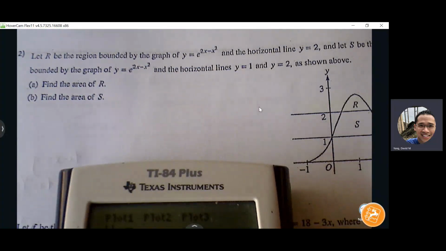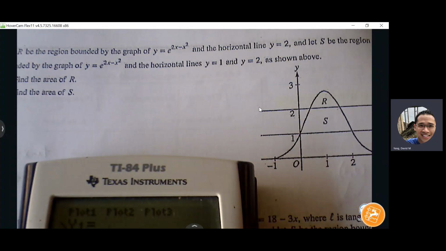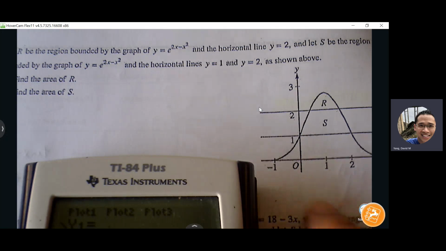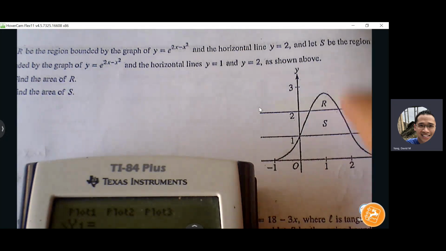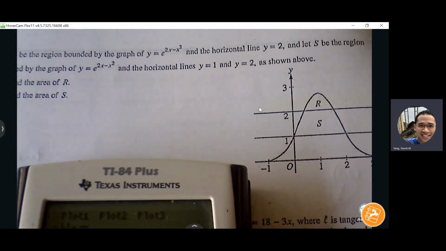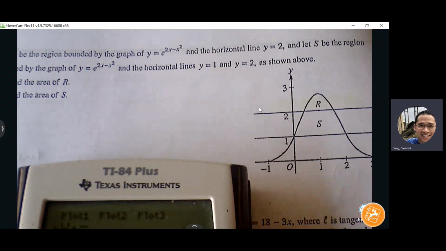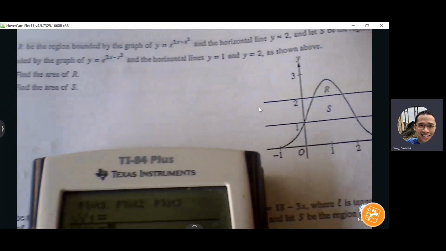All right, so let R be the region bounded by the graph y equals e to the 2x minus x squared and the horizontal line y equals 2. You see that horizontal line here. And let S be the region bounded by the curve and the two horizontal lines. So we see that it is that middle portion is region S.